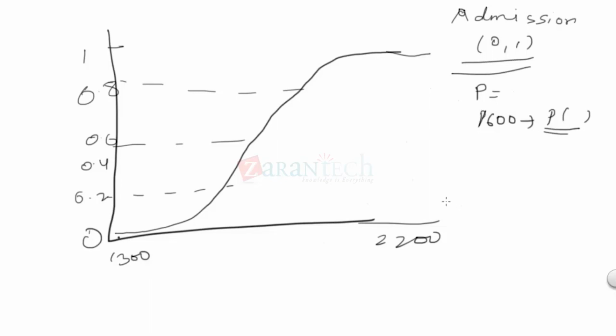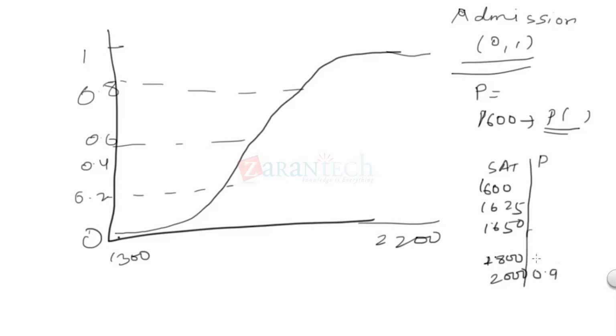So we will get the equation like this, and like this for all the scores. We can have multiple SAT scores, like 1600, 1625, 1650. Similarly, somewhere around 1800, 2000, based on the model we'll see a high probability, maybe 0.9, 0.85, 0.7. If it is 1400, then it will be like 0.4, or 0.5, 0.6. Some probability values will be there.